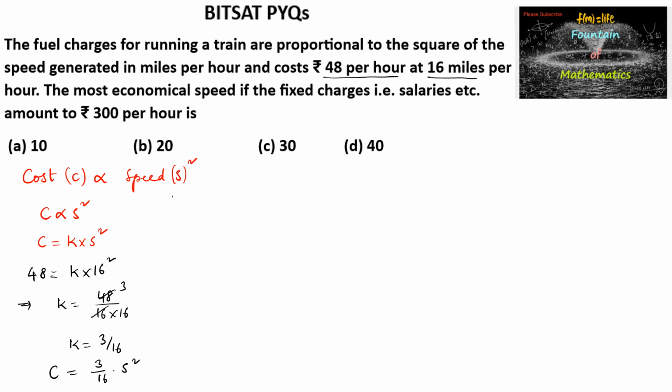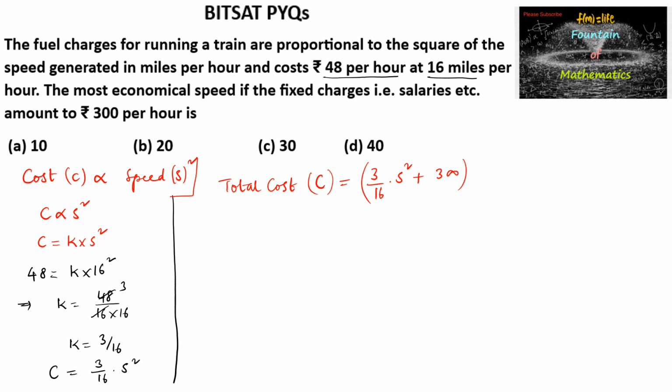And now the total cost including the maintenance charges. Let us consider the total cost, capital C, is equal to 3 upon 16 into S square plus 300, which is a fixed charge per hour, into the total time. We know that speed is equal to distance upon time, so time is equal to distance upon speed. Let us assume the distance to be x, so time is x upon s.